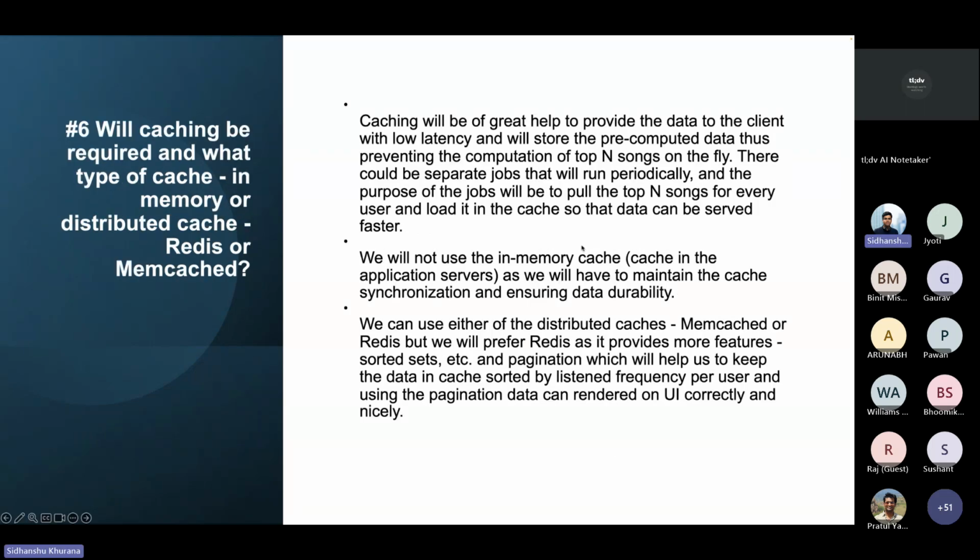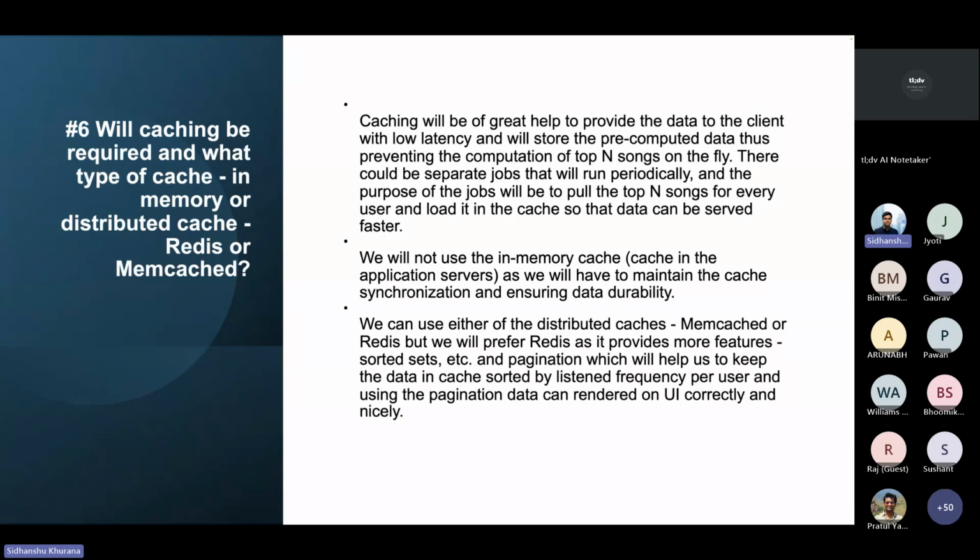Okay, so will caching be required and what kind of cache if we go with caching? Caching will be of great help to provide the data to the client with low latency. As we discussed, one of the requirements with this question is that the P99 latency in terms of rendering the songs on the user application should be less than 500 milliseconds. This cache can store the pre-computed data. Thus, we will not compute the top-N songs on the fly when we get the request. There could be separate jobs that run periodically, and the purpose of the jobs will be to pull the top-N songs for each user and load them in the cache so that the data can be served faster.